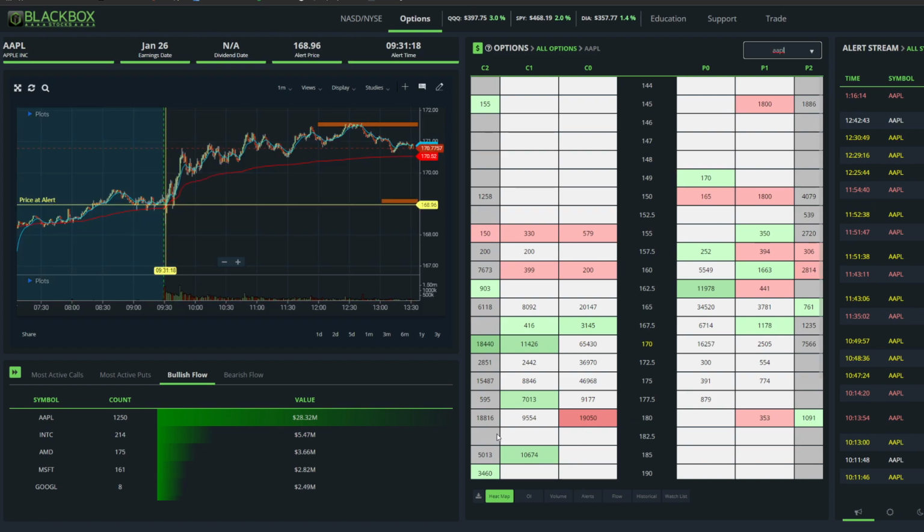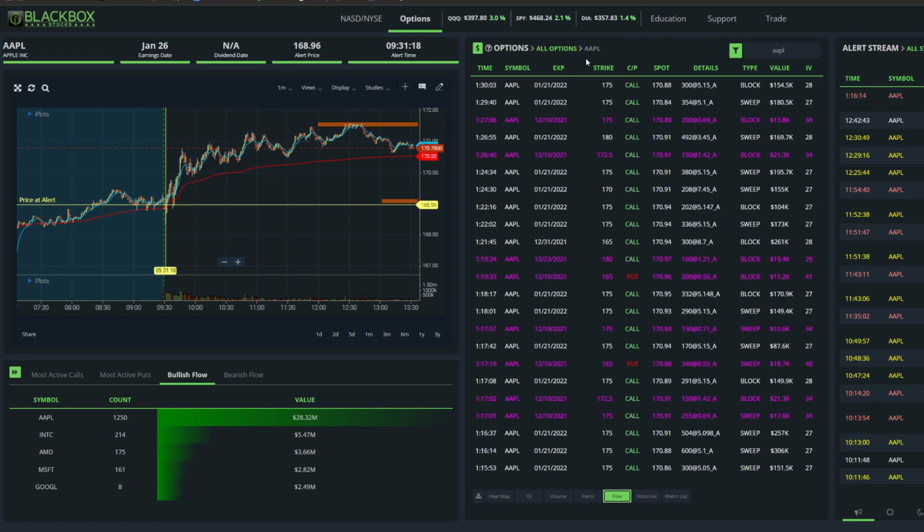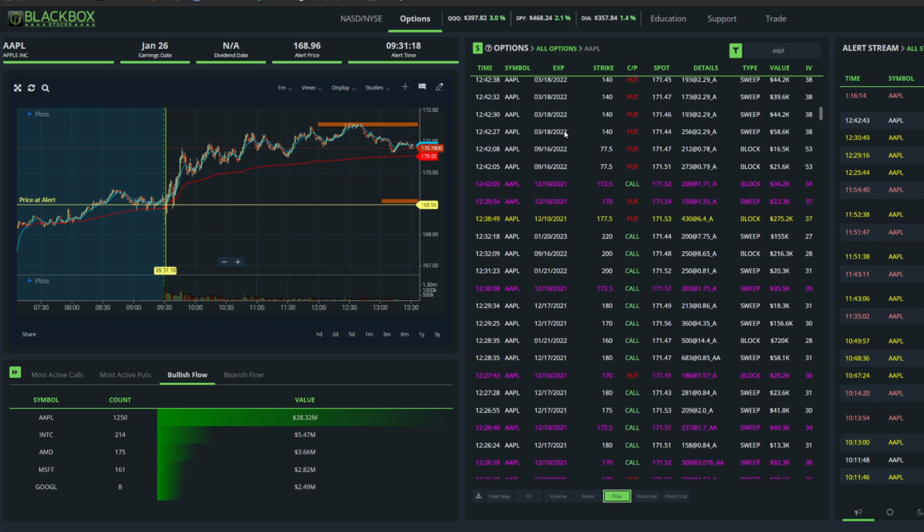So I did a very short tutorial on how to use this software before. If you just type in blackboxstocks, I think I'm like the third thing to come up. But one of the favorite things that I like to use down here is, of course, the alerts, of course, the flow, but the heat map. Because when you're looking at a specific stock here, this is the flow for the entire day.